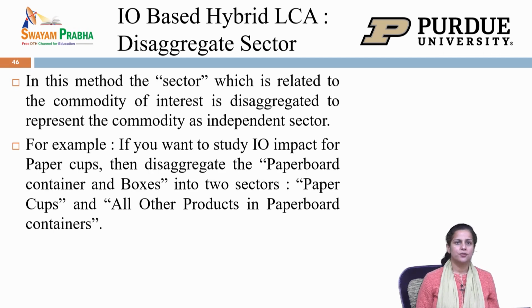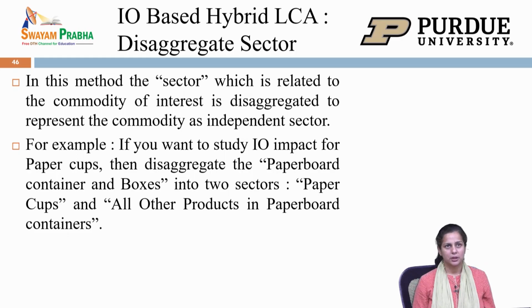Another example is, let's say we want to study IO impact for paper cups, then to do a hybrid LCA we will disaggregate the paper board container and boxes. That's the sector in the economy, this is for the US economy, that represents all the paper board container boxes manufacturing. So what we will do is we will segregate it into one sector that is only making paper cup, and then all other products in paper board containers manufacturing.